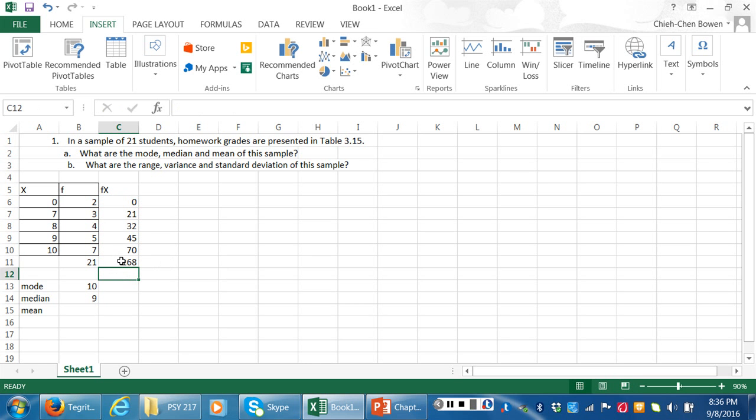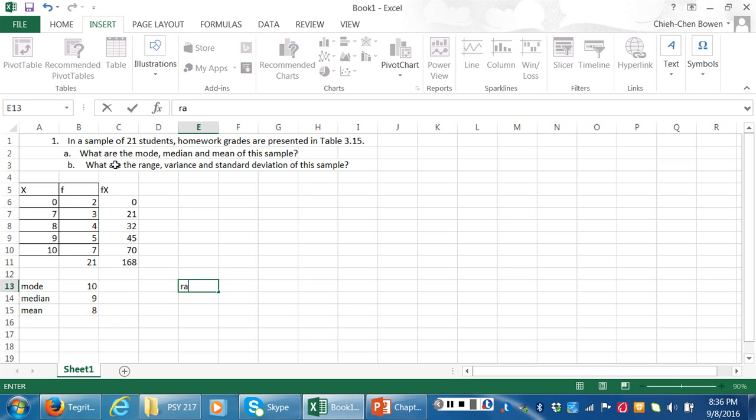168 is the total homework grade, but the question did not ask you for the total. The question asked you for the average. So total divided by the number of students. So 168 divided by 21. Hit enter. The mean is 8. Okay, that's simple enough. Let's move on to part B.